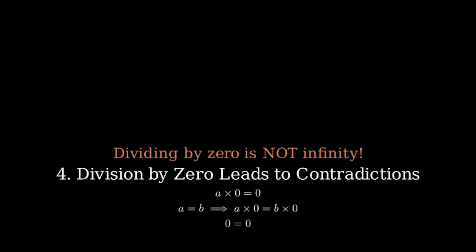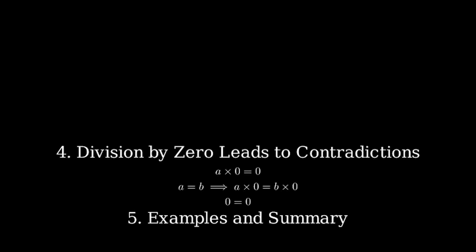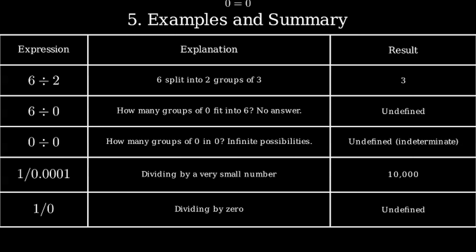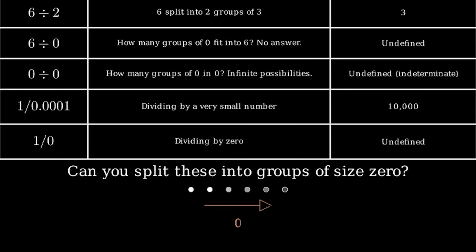Let's look at some specific examples and sum up what we learned in a table. Here's a visual way to think about it. You can split objects into groups of any whole number, as we saw with the 12 dots earlier. But you can't group something into chunks of size 0, so division by 0 just doesn't make sense. If you ever see it, remember, it's always undefined.